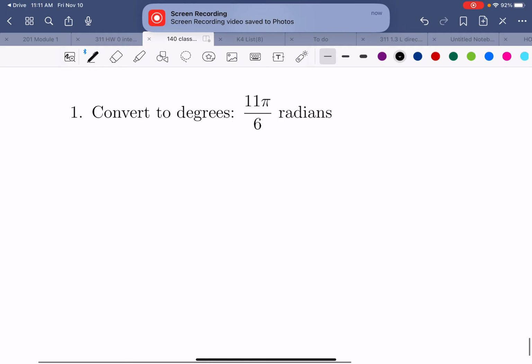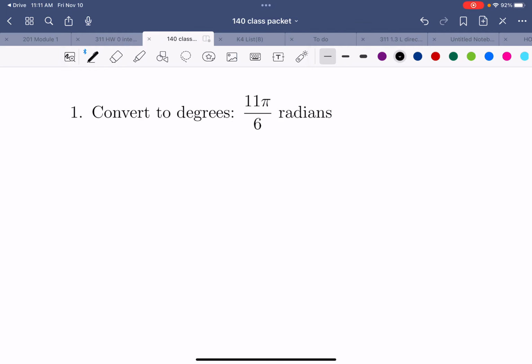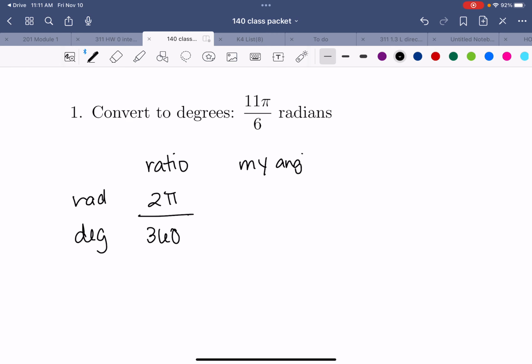So when we are converting to degrees, we are starting with 11 pi over 6 radians, and we want to know how many degrees. So I typically here will set up the ratios. So the ratio is 2 pi radians over 360 degrees. And again, you can flip-flop that if you like. And I'm going to put my angle over on this side. And my angle is in radians, so it goes under the column that says radians. 11 over 6 pi, or 11 pi over 6. And then on the bottom is what we're looking for. We're looking for my angle in degrees.